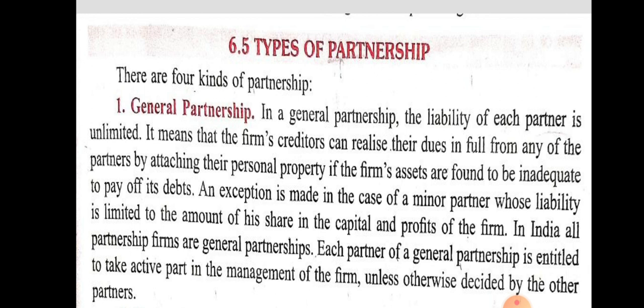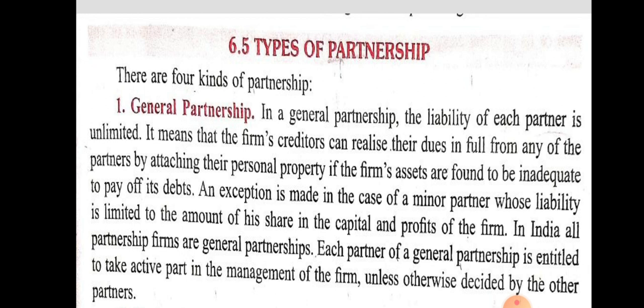This is the continuation of the chapter Partnership. Today we'll learn types of partnership. There are four kinds of partnership. The first one is general partnership. In general partnership, the liability of each partner is unlimited.